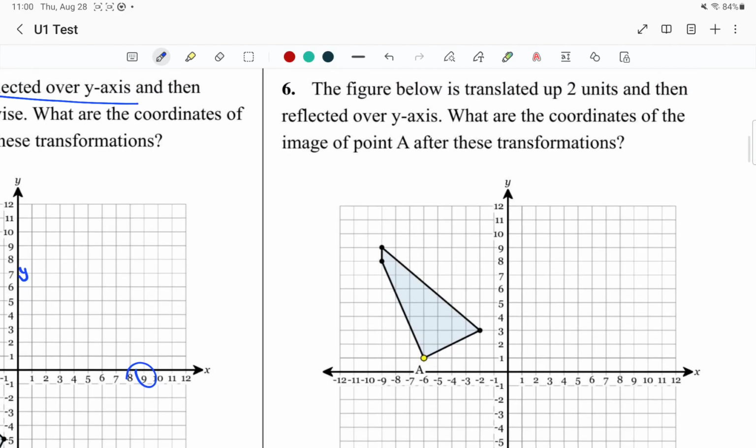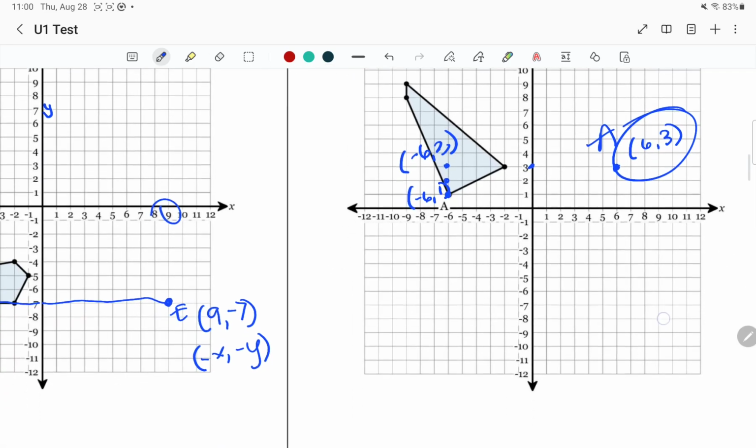The figure below is translated up 2 units. 1, 2. So I'm starting at -6, +1. I am now up to -6, 3. And then I'm going to reflect over the y-axis. So I'm at -6, +3. I'm going to be at +6, +3 to finish. And that would be the image of point A after I translate up 2 and then reflect over the y-axis.